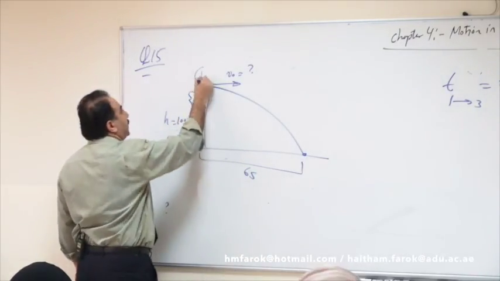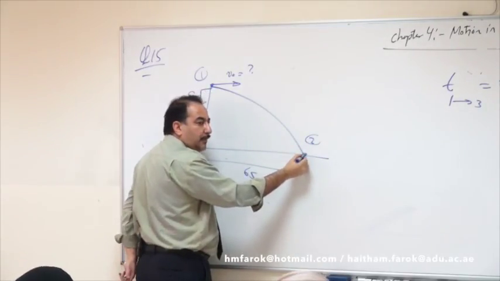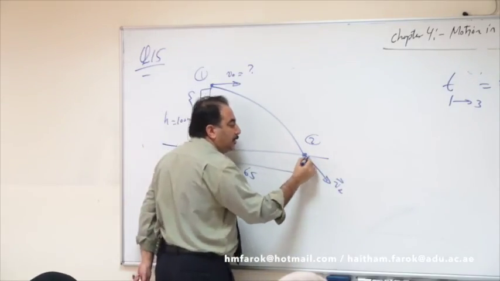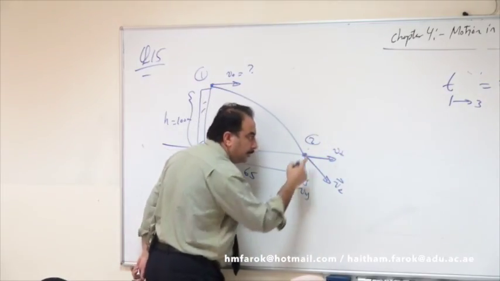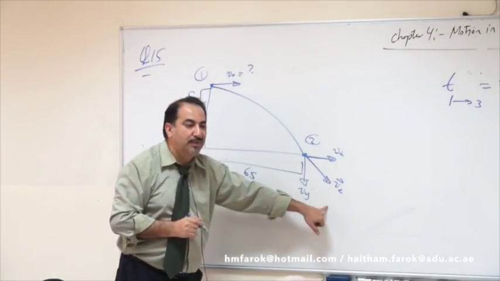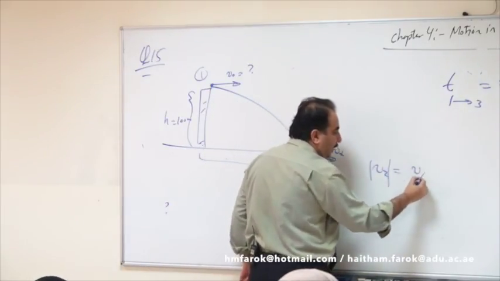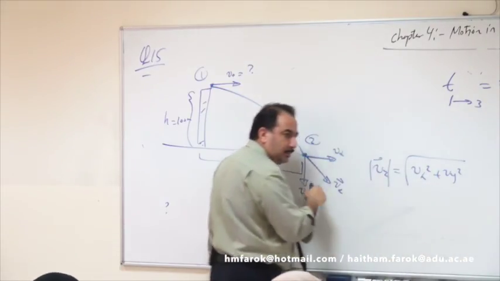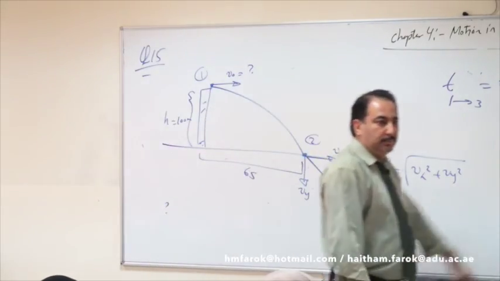So if I say this is point 1 and this is point 2, what do I need here? V2. And to find V2, what do you need? Vx and Vy at 2. If you know Vx and Vy at 2, how do you find V2, the speed? V2 as a speed is equal to Vx square plus Vy square under the root at 2. Yes? Okay, now let's go to the table. Standard table.